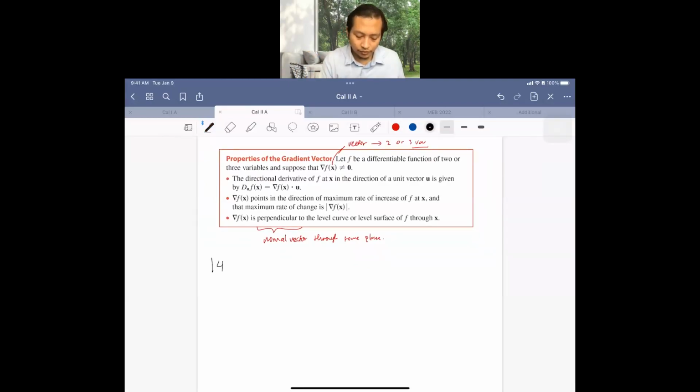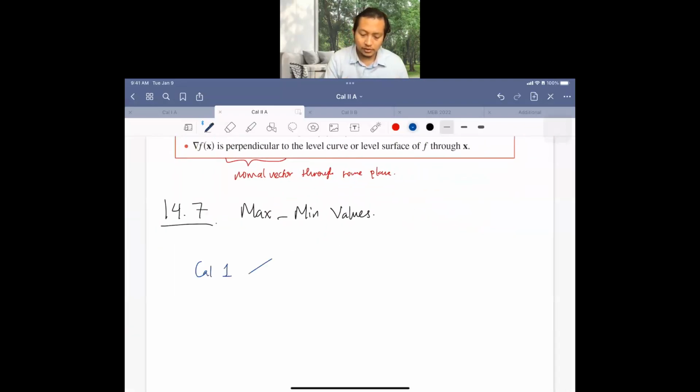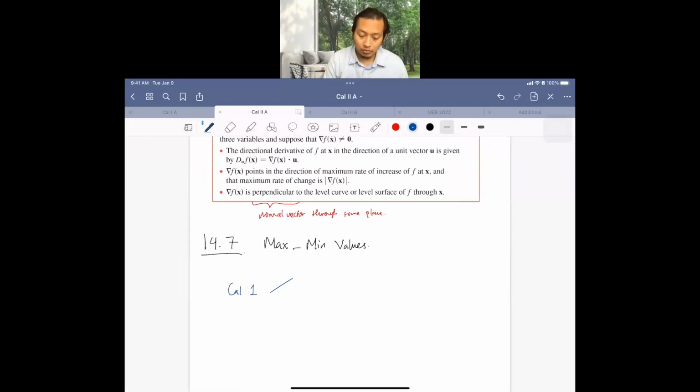Okay, now we can move on to 14.7, which is the maximum and minimum values. If you remember calculus 1, this correlates with chapter 4 in calculus 1. As a short review, in calculus 1 we find max or min through critical points, right? We can find critical points by using the first derivative. The first derivative should be equal to zero to find a critical point, or the derivative doesn't exist.